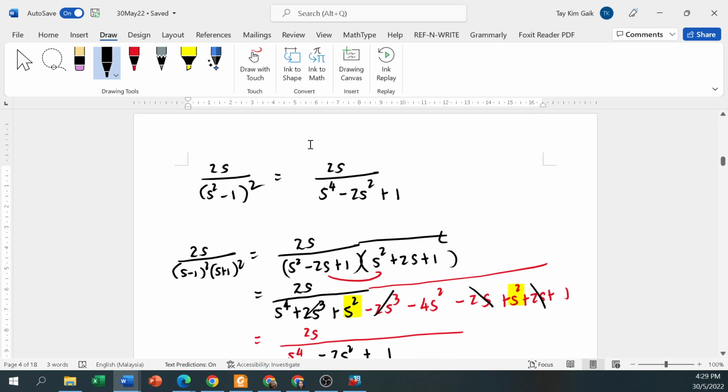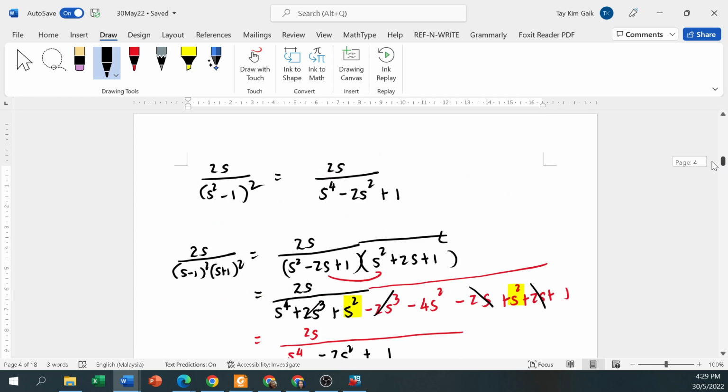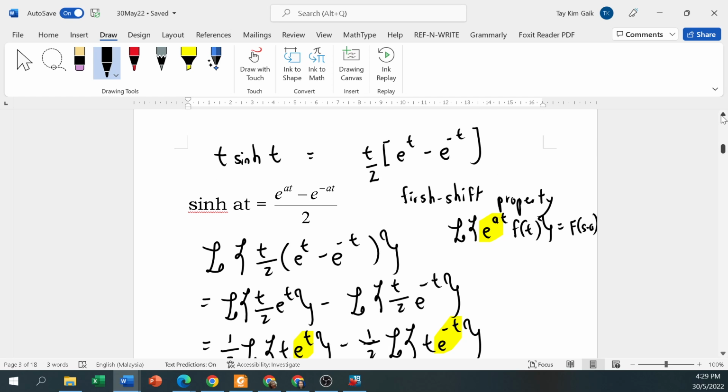The answer is 2s over (s squared minus 1) squared. Yeah, that's what we got just now: 2s over (s squared minus 1) squared. And if we use, just now, if we change the sinh term using the exponential formula, half of exponent t minus exponent negative t.